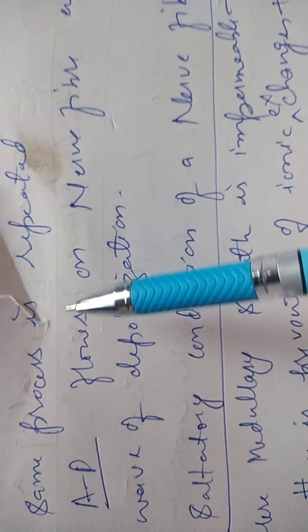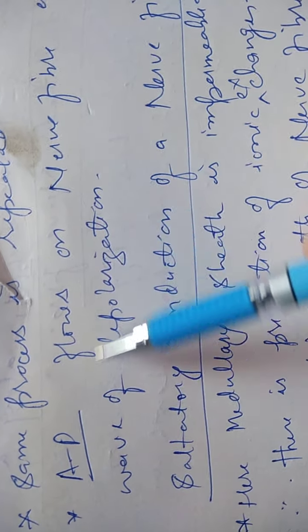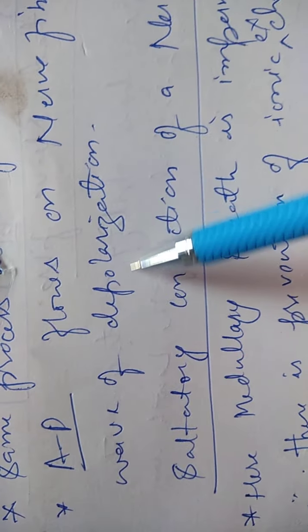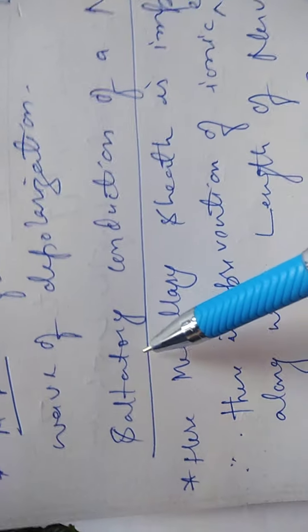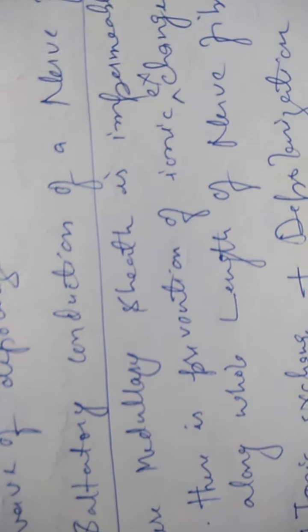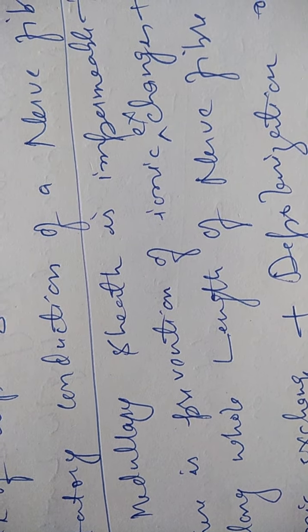Now let's move further. Here you can see the same process is repeated and the action potential flows along the nerve fiber as a wave of depolarization. Now coming to the saltatory conduction of the nerve impulse. Let me stop here.